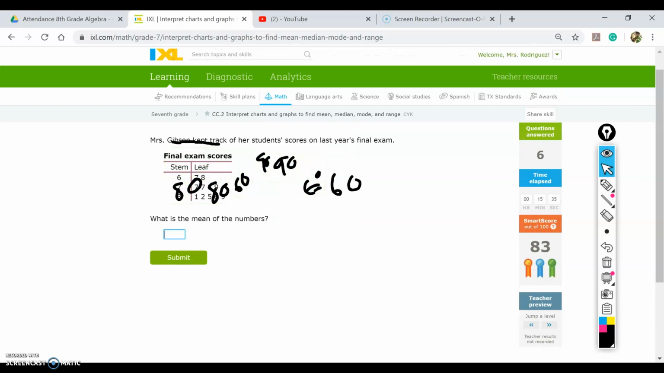Okay, let's go. Ooh, I like this question. You know what? Let's do this question. Miss Gibson kept track of her students' scores on last year's final exam. And then they give you the stem and leaf plot. The question is, what is the mean of the numbers? Interesting question. If you do not remember how to work with this type of chart, then this is a question you need to pay attention to.